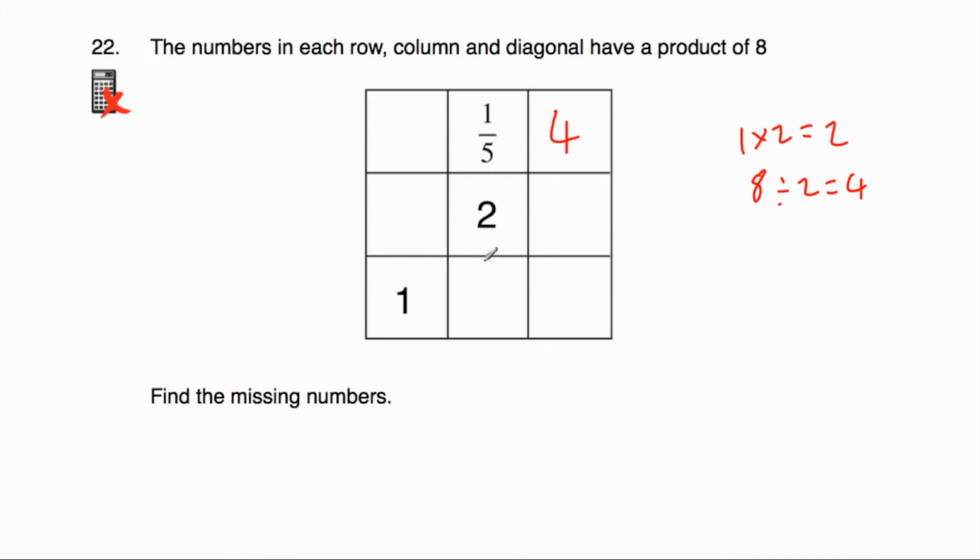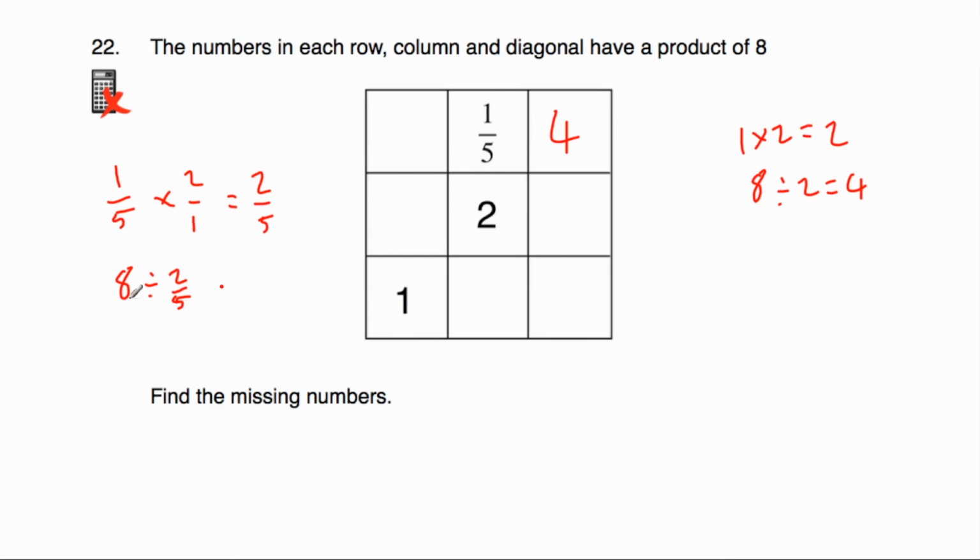Now we can even work out this number or this number. Let's start with this one down here. A fifth multiplied by 2 is 2 over 1, so 1 times 2 is equal to 2, and 5 times 1 is equal to 5. So it's going to be 2 fifths. Now it's going to multiply together to give us 8, so we need to do 8 divided by 2 fifths.